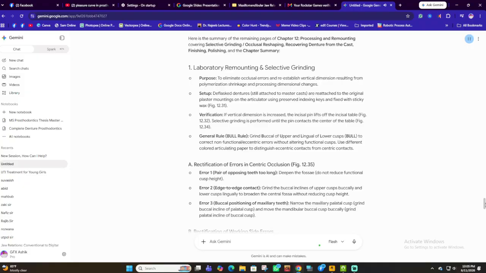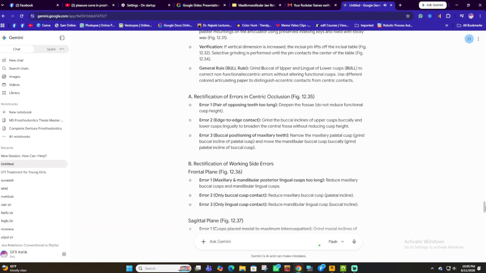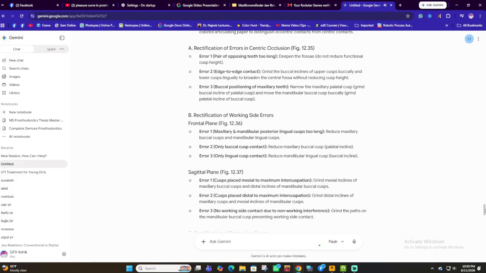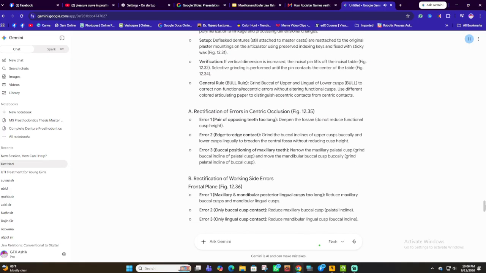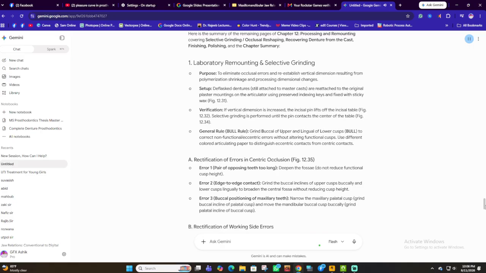Purpose: to eliminate occlusal errors and re-establish vertical dimension resulting from polymerization shrinkage and processing dimensional changes. Setup: deflasked dentures, still attached to master casts, are reattached to the original plaster mountings on the articulator using preserved indexing keys and fixed with sticky wax, Fig. 12.31. Verification: if vertical dimension is increased, the incisal pin lifts off the incisal table, Fig. 12.32. Selective grinding is performed until the pin contacts the center of the table, Fig. 12.34.